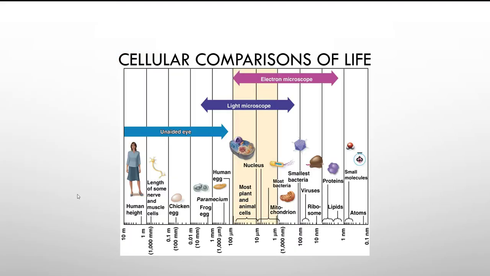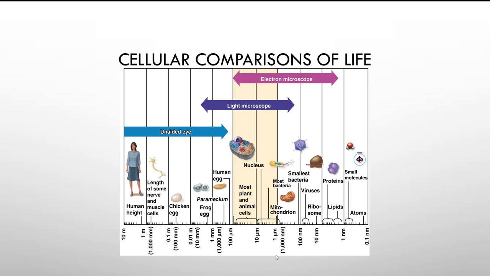From this chart, we're going to take a look at the cells. First, let's get acquainted with this figure from your textbook. If you notice, on the left-hand side will be the biggest, and the right-hand side will be the smallest. You can see atoms are the smallest. Here's 10 meters, that's the biggest over here. So we're getting larger as we go left.